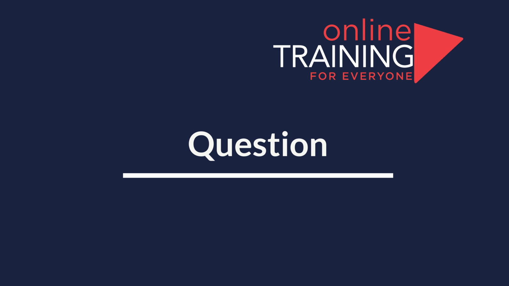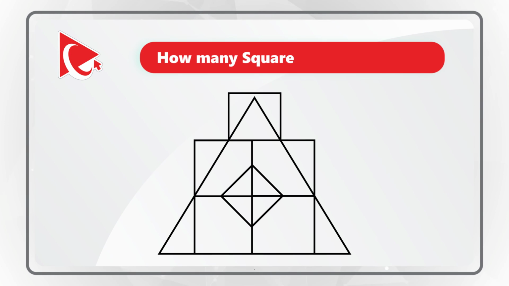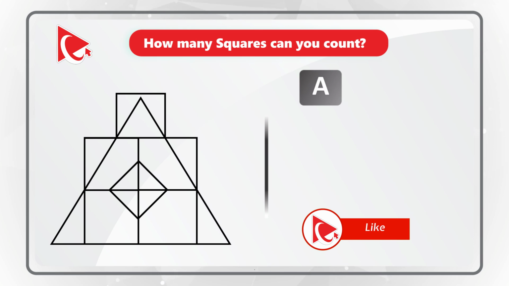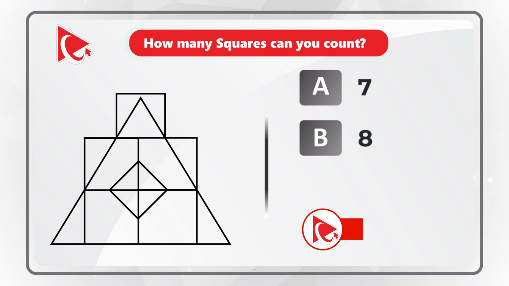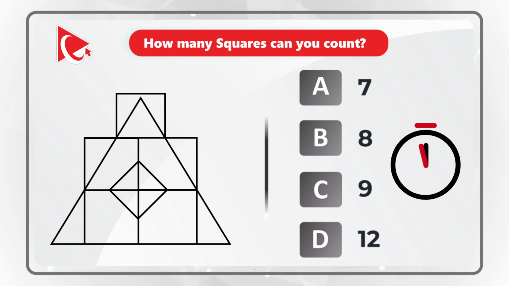Here's an interesting question where you need to correctly count the number of squares in a picture. Take a close look and select from one of the following choices. Choice A, 7 squares. Choice B, 8 squares. Choice C, 9 squares. And choice D, 12 squares. Make sure to count inside and outside squares to get to the correct solution.